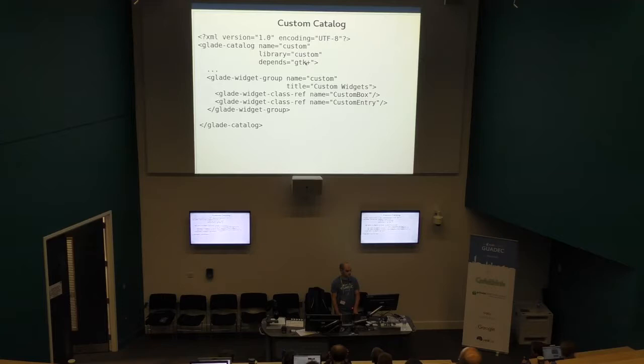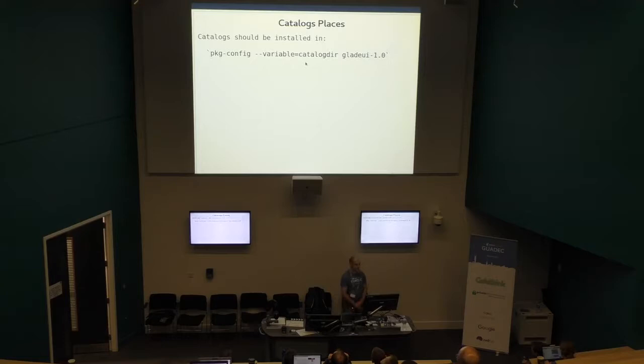So once you created your catalog, where to put it? If you're going to integrate this with your build system and you want to install and ship the catalog for your library, for example, you have to install it in the Glade UI catalog build variable.